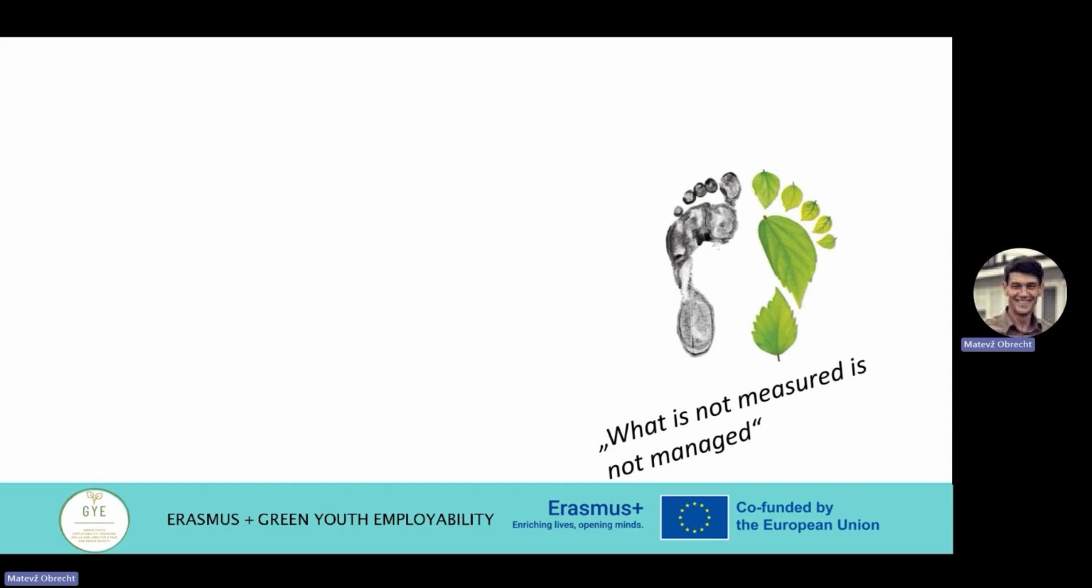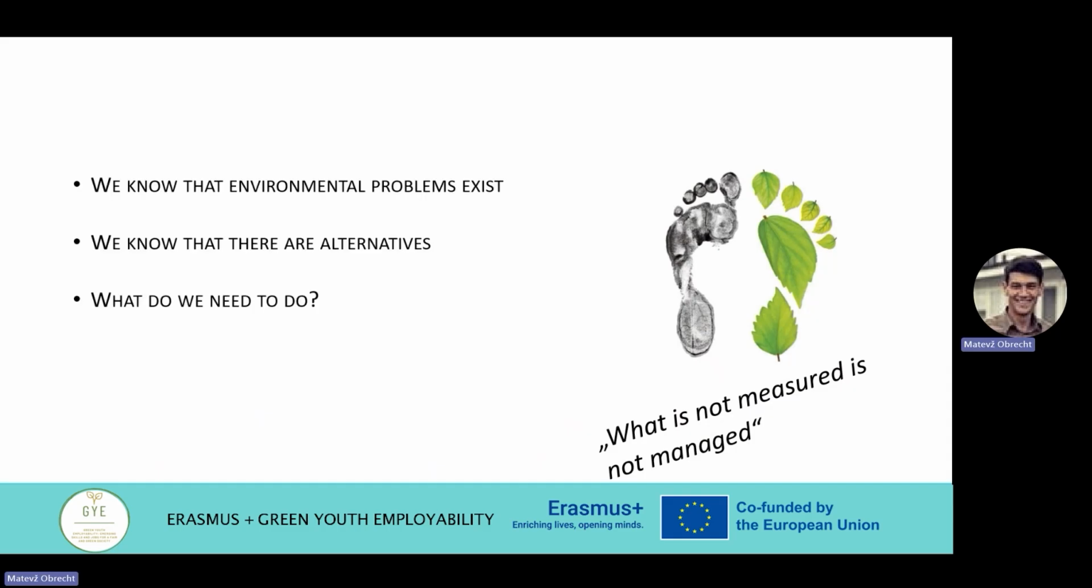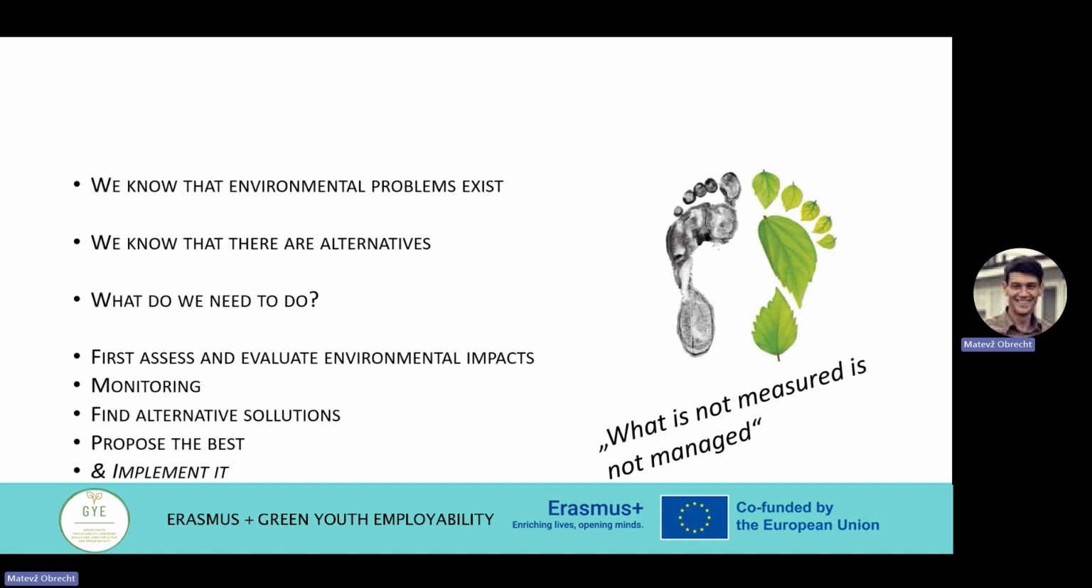In environmental management, or even general management, mostly managers are aware of this statement: what is not measured is not managed. We cannot manage carbon emissions if we don't measure them at first. So first we need to know what problems exist. We need to know what the alternatives are, and we need to know what to do. However, if we want to do anything, we must first assess and evaluate environmental impacts. We have to monitor them, and on this basis of assessment and monitoring, we can find alternative solutions and propose the best. The last phase is, of course, implementing it.